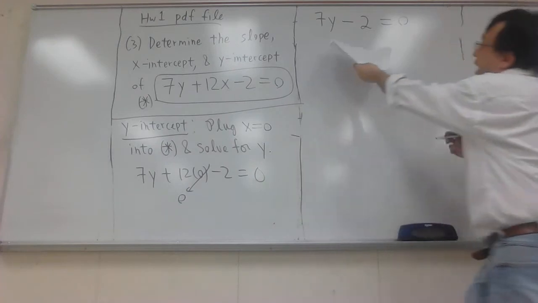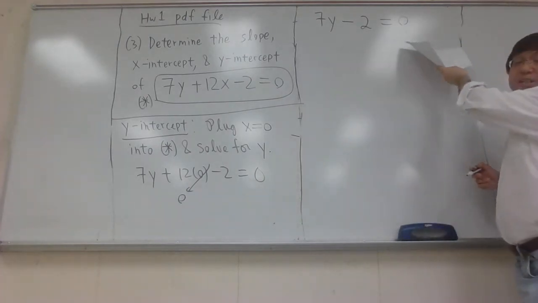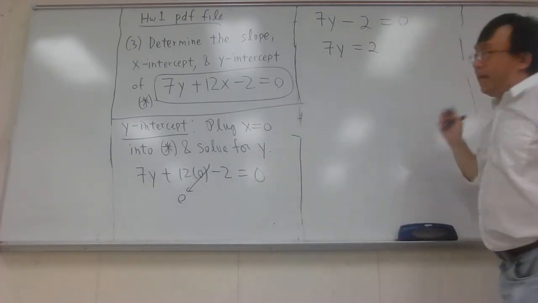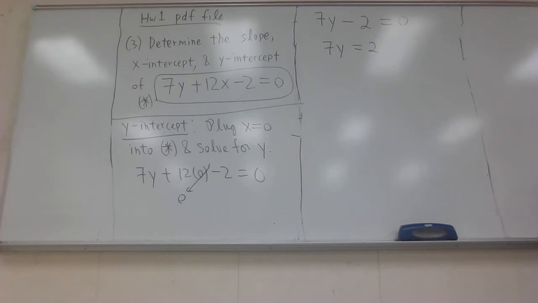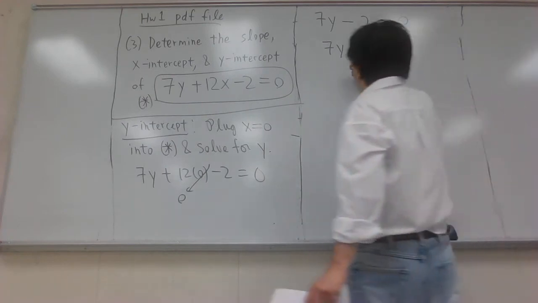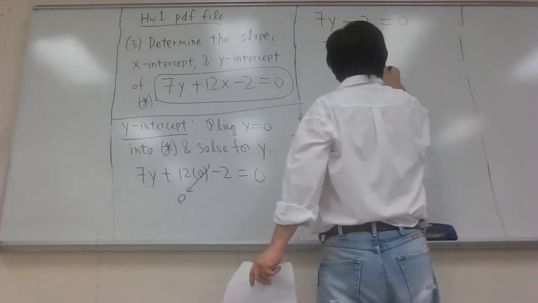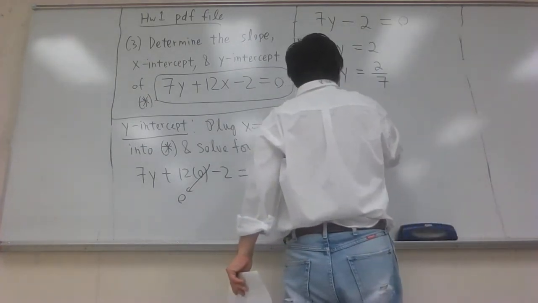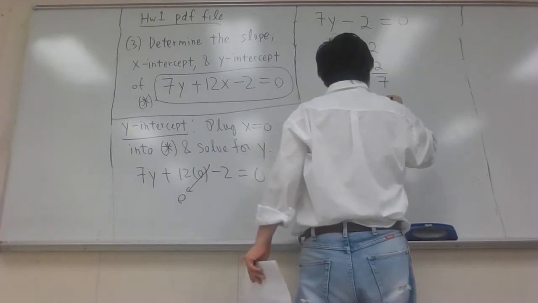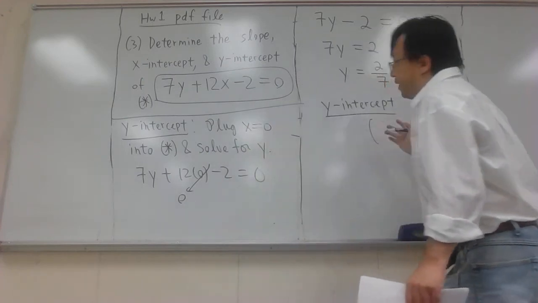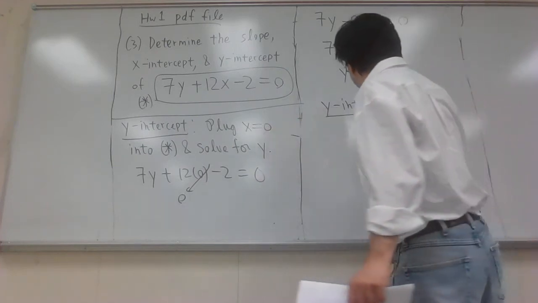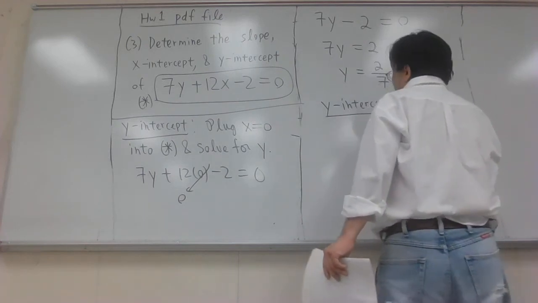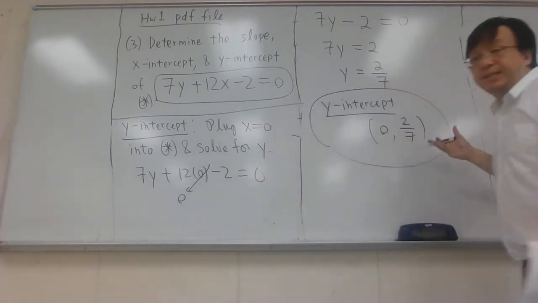Continuing to isolate y, let's bring the minus 2 to the right. So we get 7y is equal to 2. Then divide both sides by 7, so y is 2 over 7. So the y-intercept has x-coordinate 0 and y-coordinate 2 over 7. So this is the y-intercept.